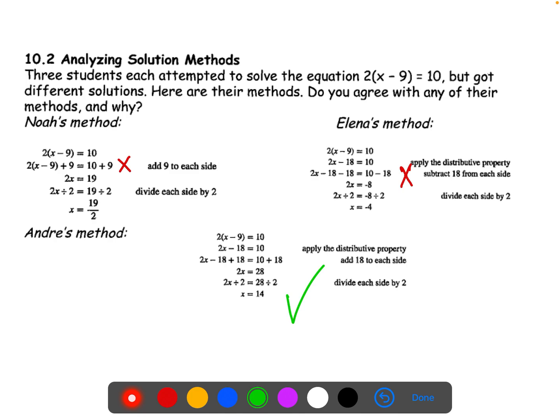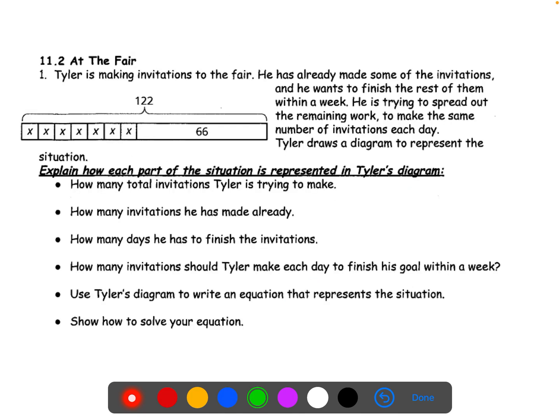Okay, on to lesson 11. So for lesson 11, we're changing gears a little bit. We're dealing less with distributive property, but now we're using these equations to solve problems.